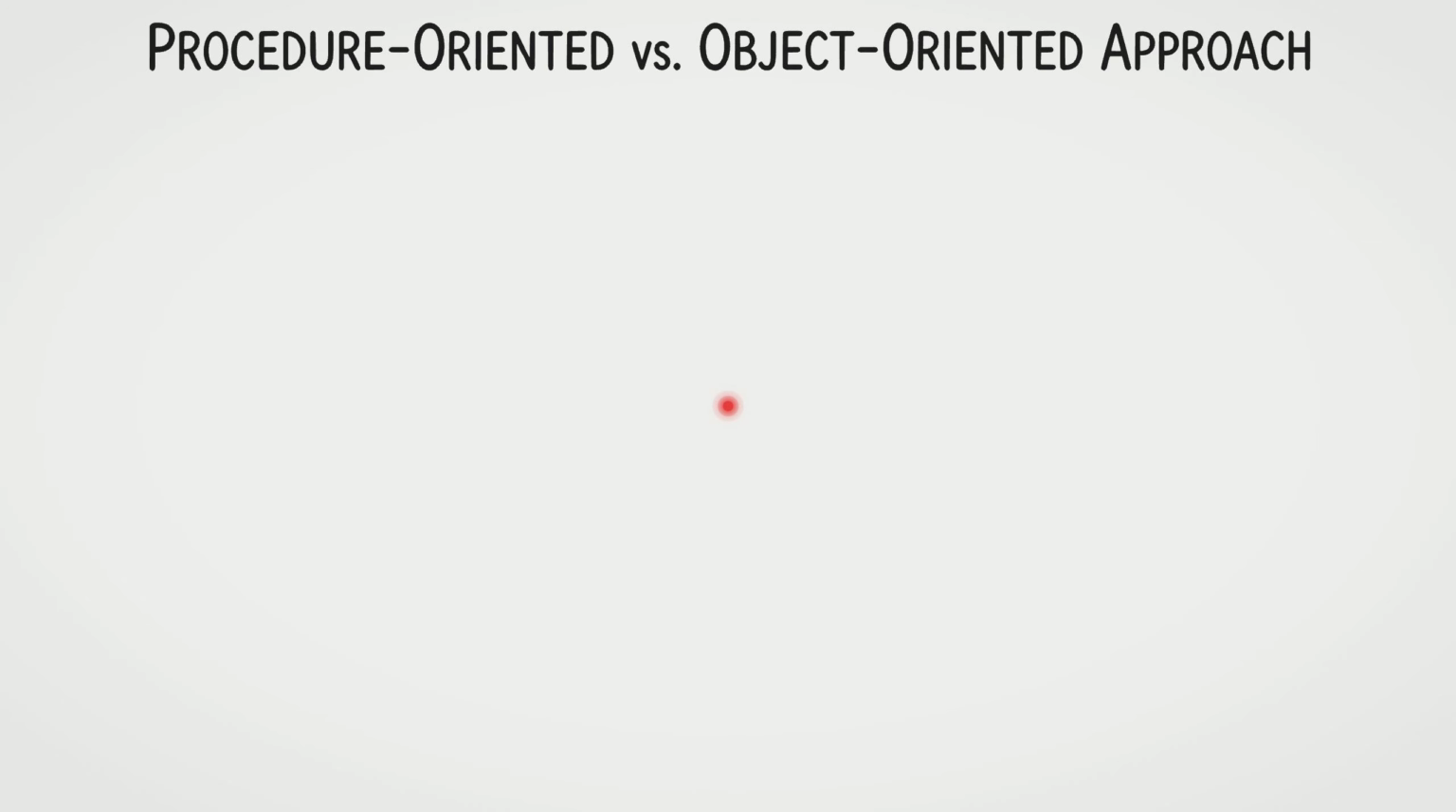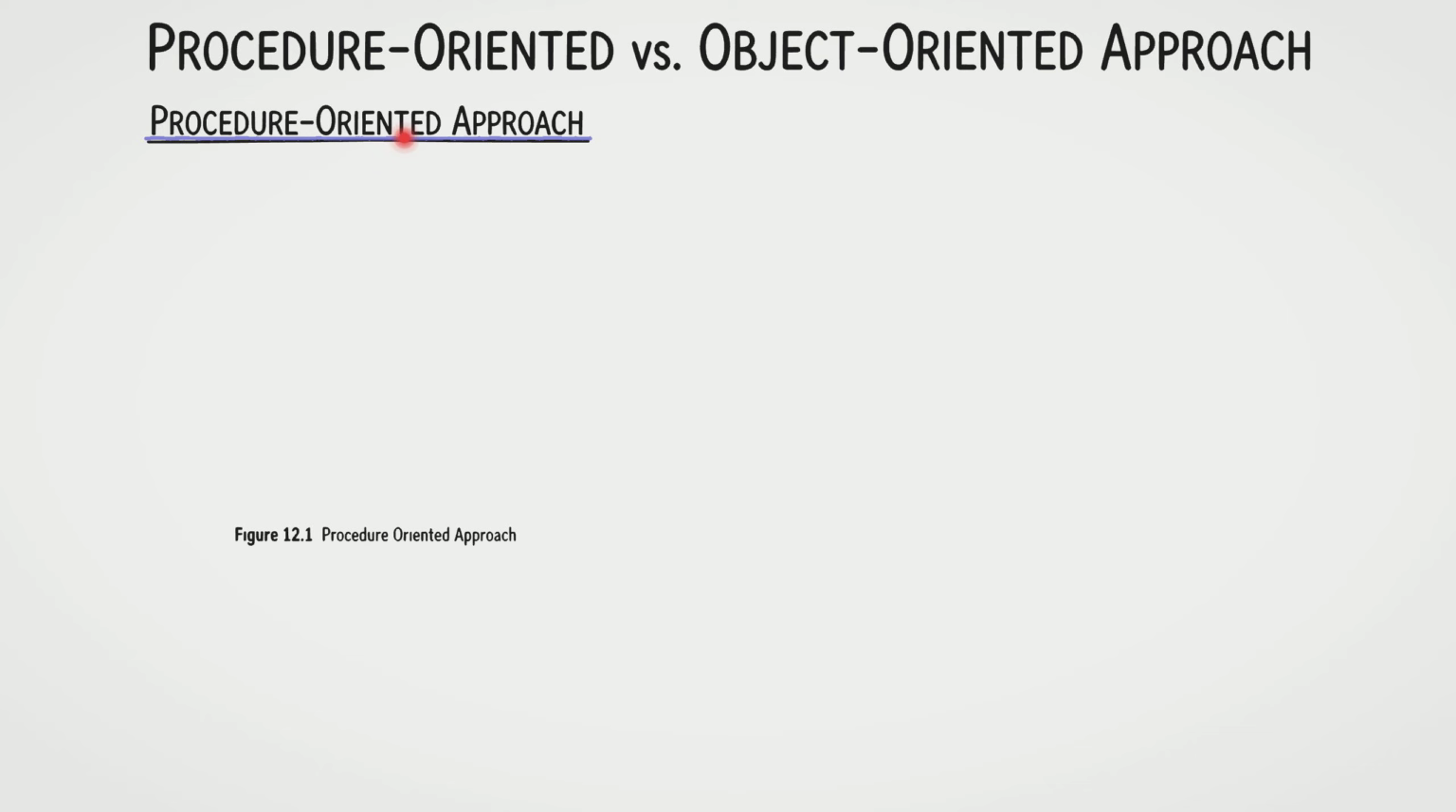Let's explore the two primary methodologies used to design and structure computer programs. Understanding this distinction is fundamental to modern software engineering. First, we have the procedural-oriented approach. In this model, a program is organized entirely around procedures or functions. Think of these as a series of computational action steps that need to be carried out.